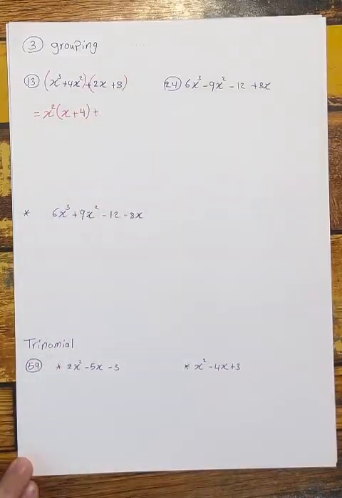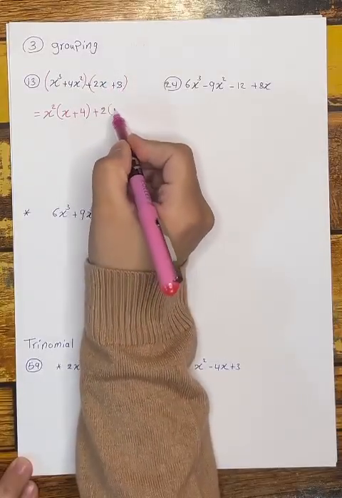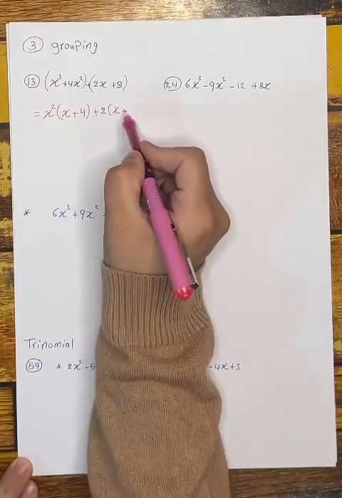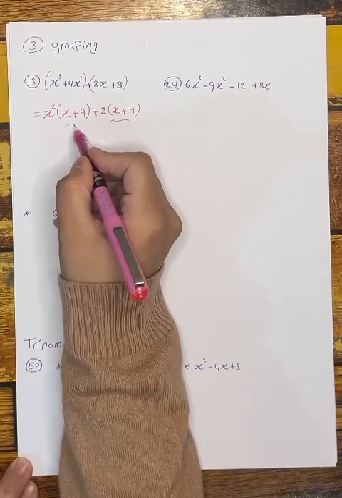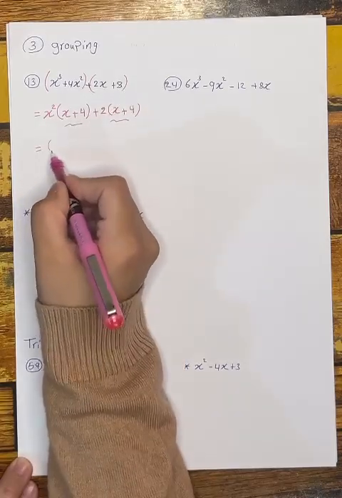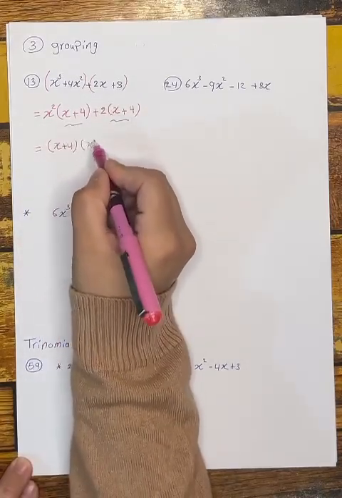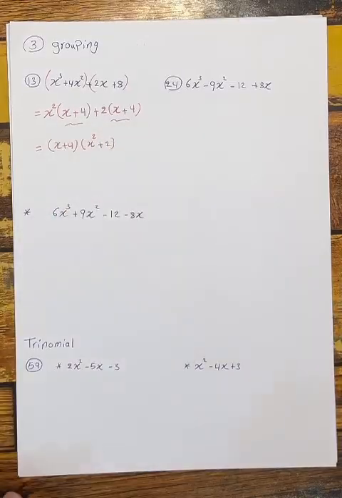Plus, between them, the common factor is just 2. 2x divided by 2 is x, plus 8 divided by 2 is 4. We get the same bracket, so we factor out a bracket, and the second bracket contains x power of 2 plus 2.